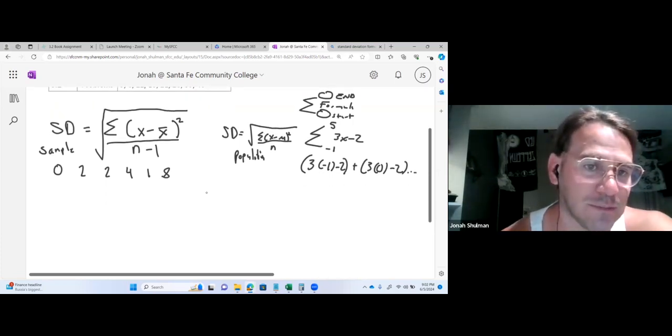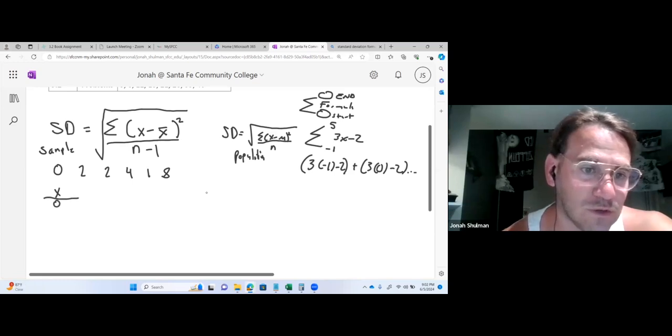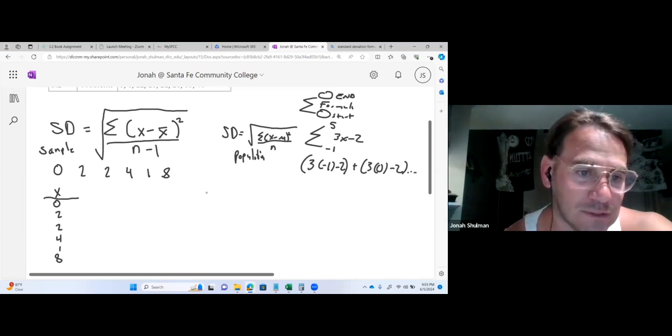So I'm gonna make a little table. The first one is the X. That's every one of these snowfall. So 0, 2, 2, 4, 1, and 8. That is the first part of my chart.